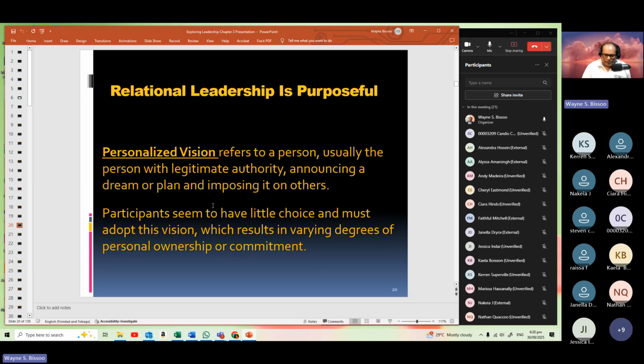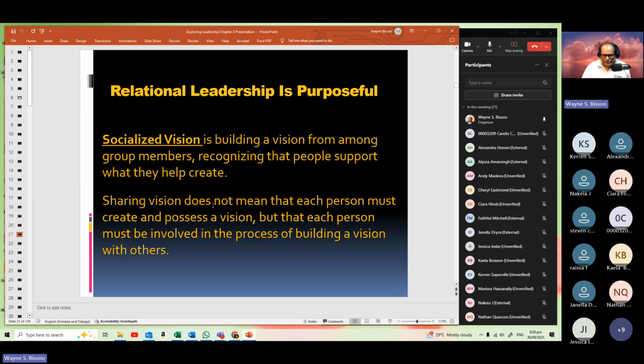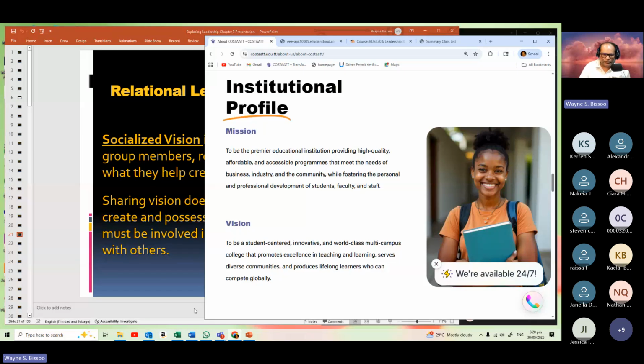As opposed to a personalized vision, you have socialized visions, which is a vision created among the members of the organization. So it's created by involving all members that are making up the organization. Now, I did say to you that I will give you some backstory on this.